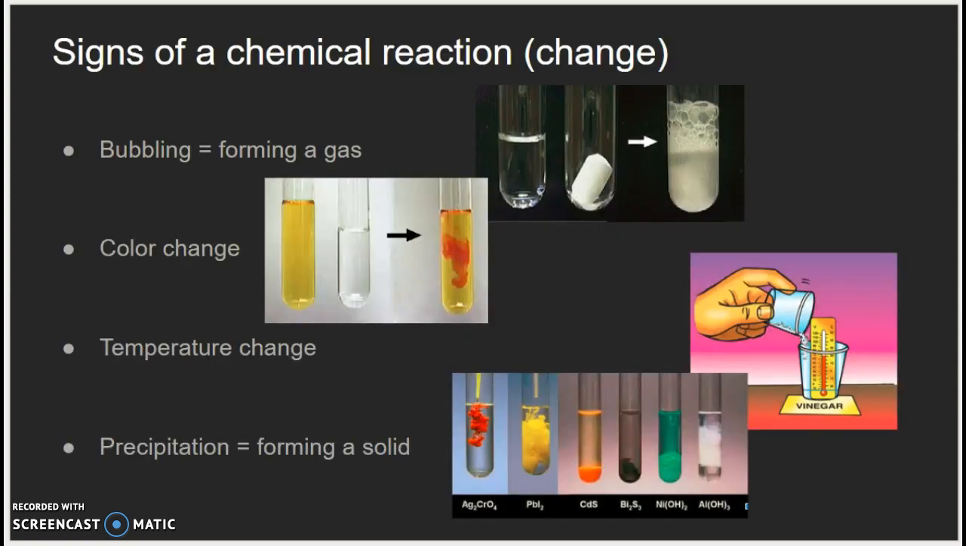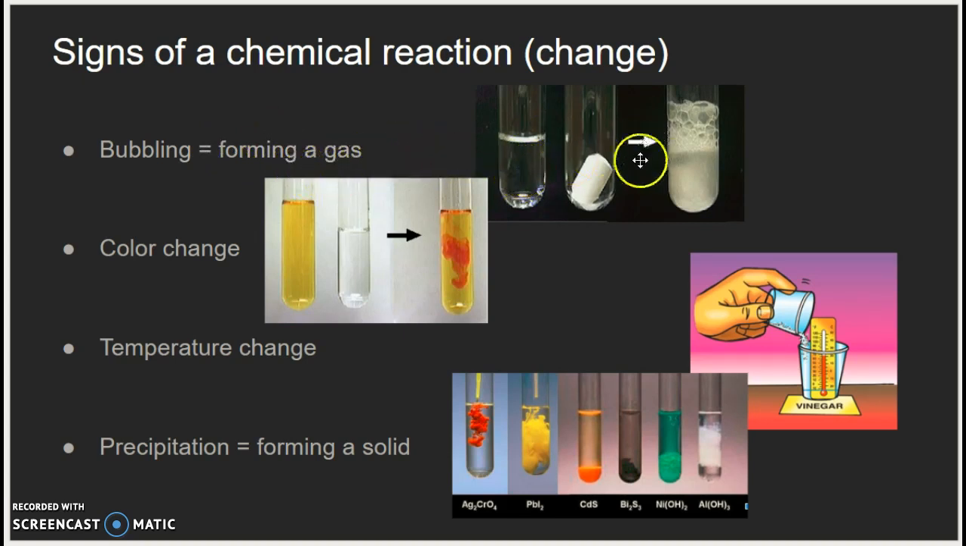So let's start out with the ways that we can know whether or not a chemical reaction has happened. You guys have learned about chemical and physical changes before, and you've probably seen some of these signs described before. One of the ways we can know that a chemical reaction is happening is if the reaction has bubbles in it after you mix two things together. Those bubbles mean that it's forming a gas. I have a picture here to represent that.